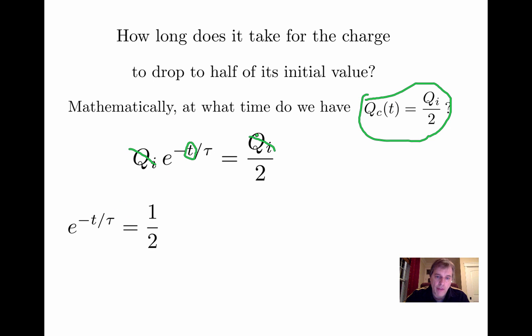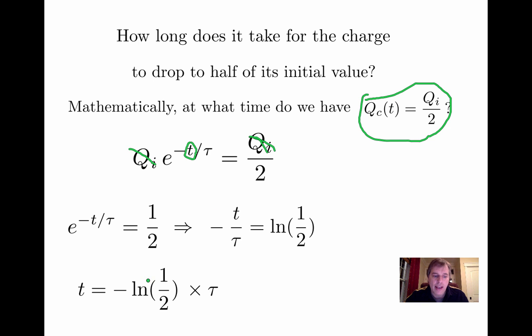So I rewrote it here. First I've canceled the Qi, and I have this now. E to the minus t over tau must be equal to 1/2. Now, to get rid of the e, I take the ln. I take ln of this side, I get minus t over tau. And I take ln of this side, I get ln of 1/2. So I get this equation here, and I solve for t. Finally, t is minus ln of 1/2 times tau. That's our final answer. If you plug that in your calculator, this is approximately 0.693 tau. So at about 0.69 tau, the charge has dropped to half of the initial charge.